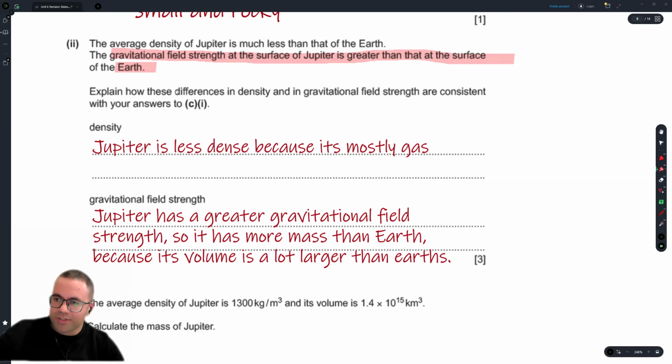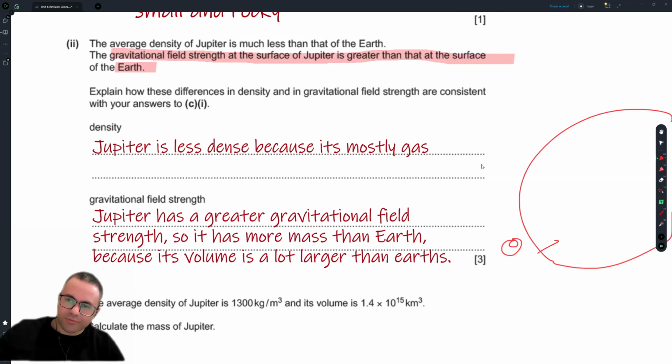Like, by the way, if this is Earth, this is Jupiter. So I think we can fit a lot more gas mass in here than we can solid mass in here.